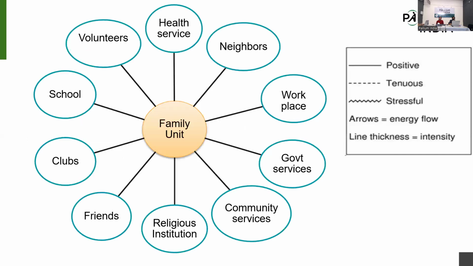Right, so the volunteers, health services, neighbors, workplace, government services that are there, community services, how they are with their neighbors, if at all the school is providing something, if the volunteers are supportive enough, all this will come under the eco map. Whether they have a hostile relationship with them, whether they have a very friendly relationship with them, all this will be represented in the eco map.